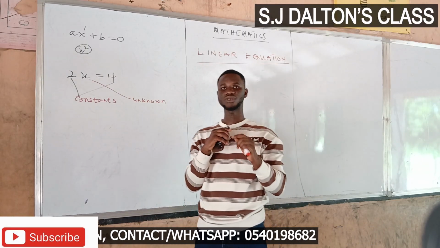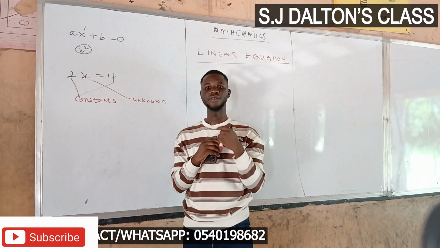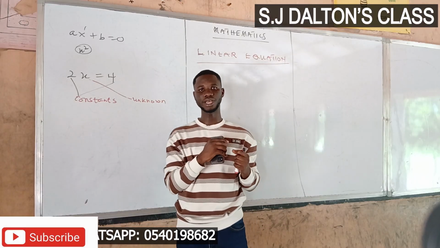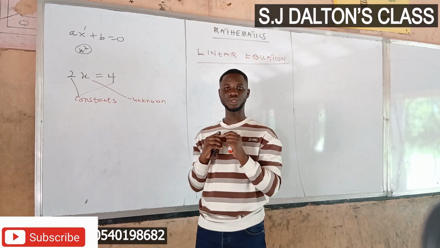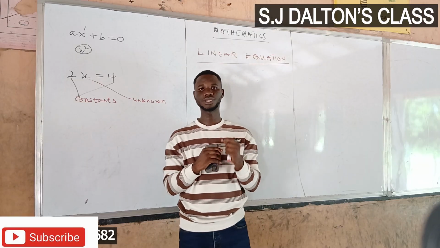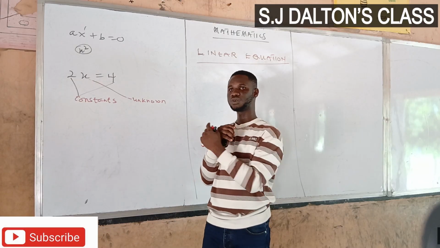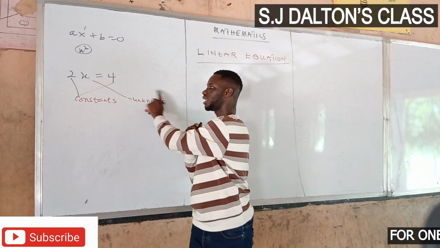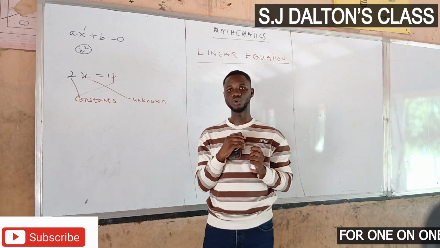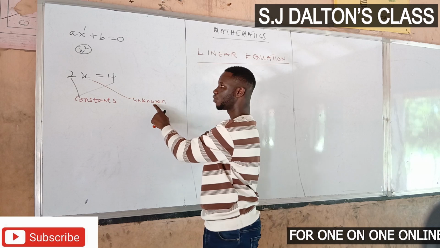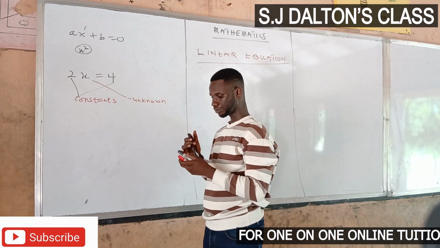So mostly, if it is an algebraic expression, that's an expression without what? Equal to. We use the term variable. But if it is an equation like this, the letters in it are called what? Unknown. So now let's solve for the unknown in this.